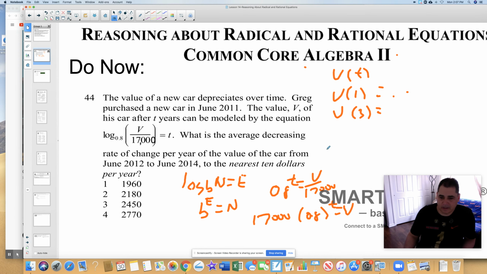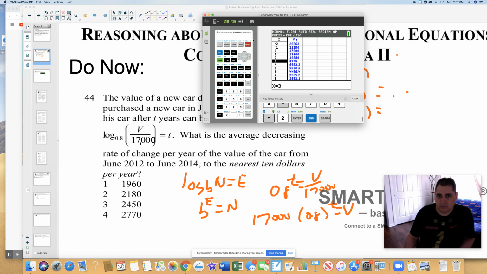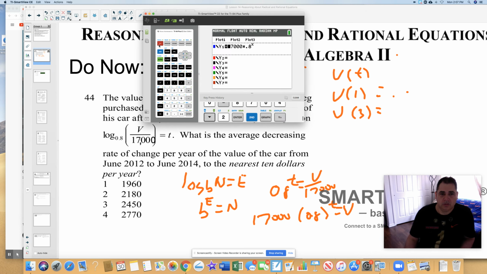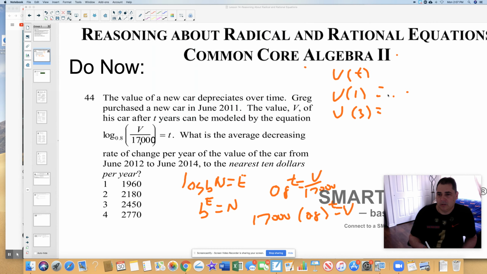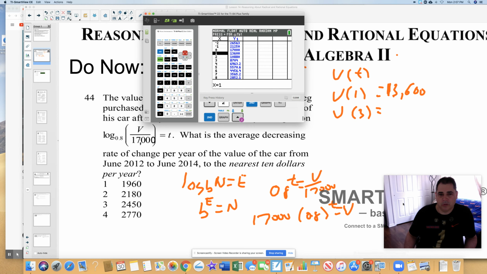I'm going to use the calculator. So I already punched it in, 17,000 times 0.8 raised to the x. I'm going to go to table. I'm going to do V of 1 first. V of 1 is 13,600, so I'm going to put that in. I'm going to go back to the table and the calculator. What's V of 3? V of 3 is 8704.